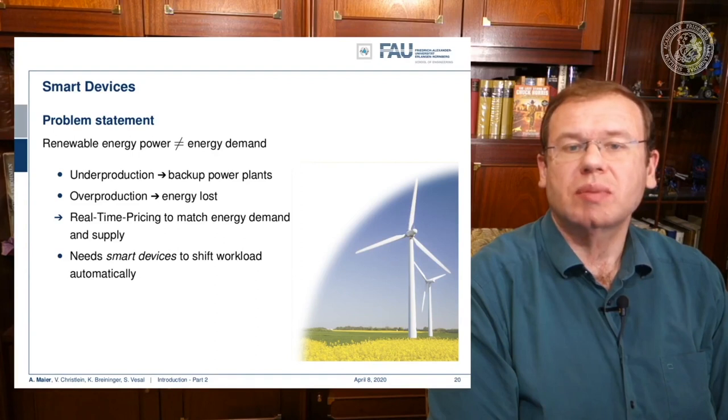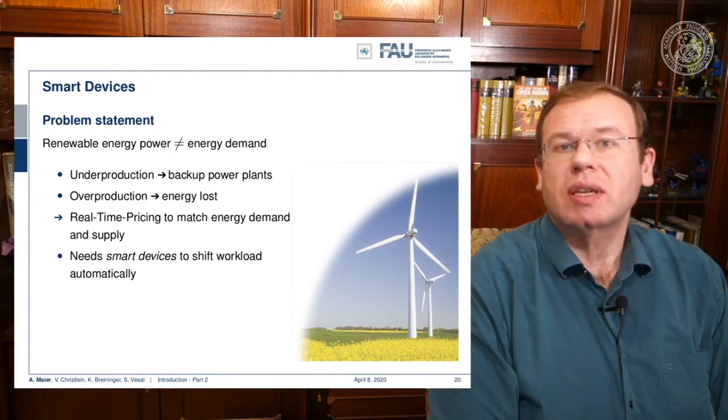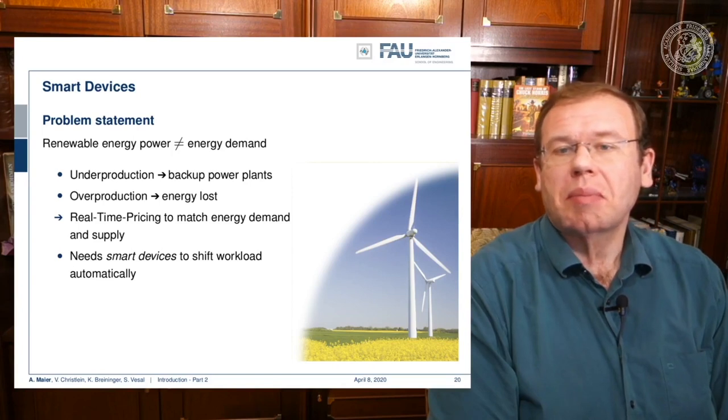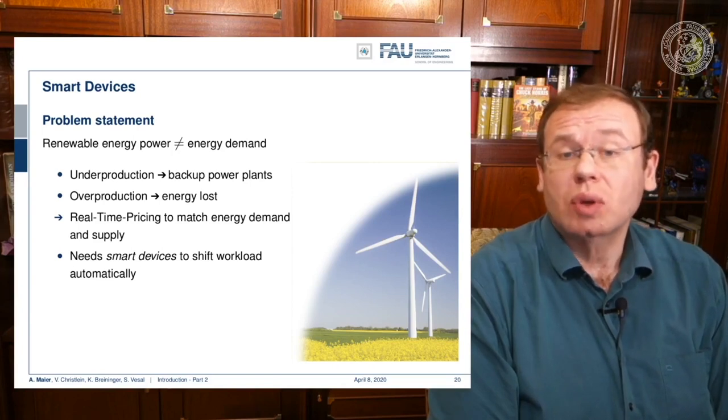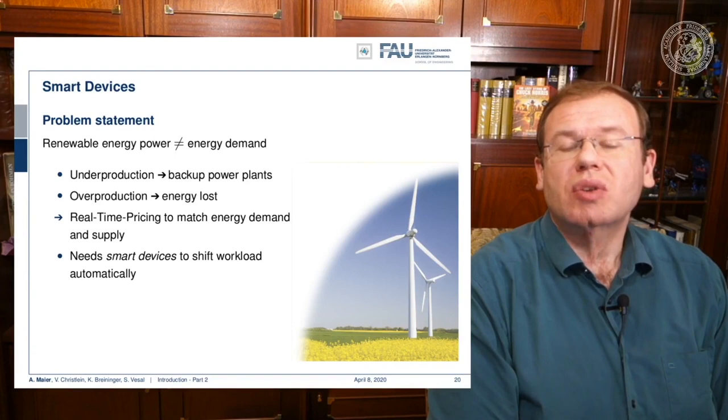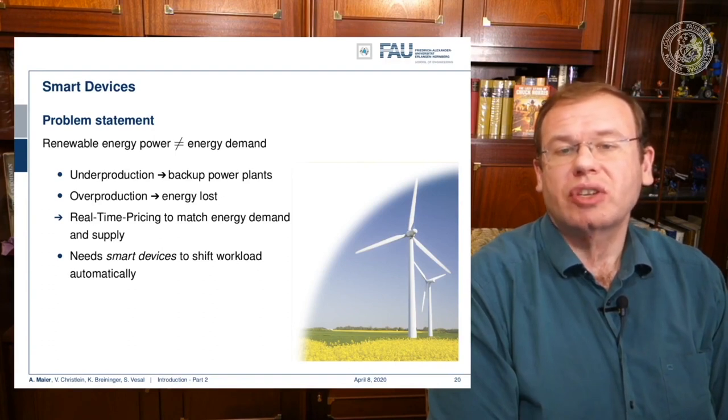We also look into smart devices, and of course, there are very interesting topics here in, for example, renewable energy and power. One problem that we typically face under production is when there's not enough wind blowing or when there's not enough sun shining. Then you have to fire up backup power plants, and of course what you don't want to do is overproduction, because that would produce energy that cannot be stored very well. So the storing of energy is not very efficient right now.